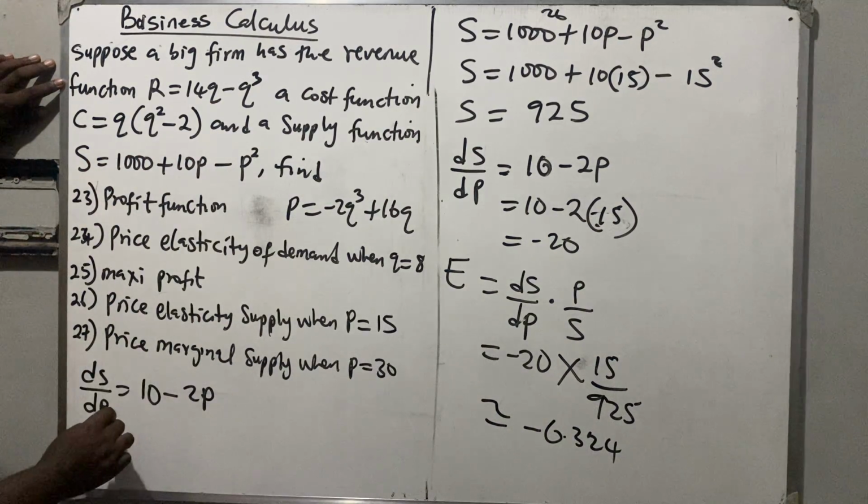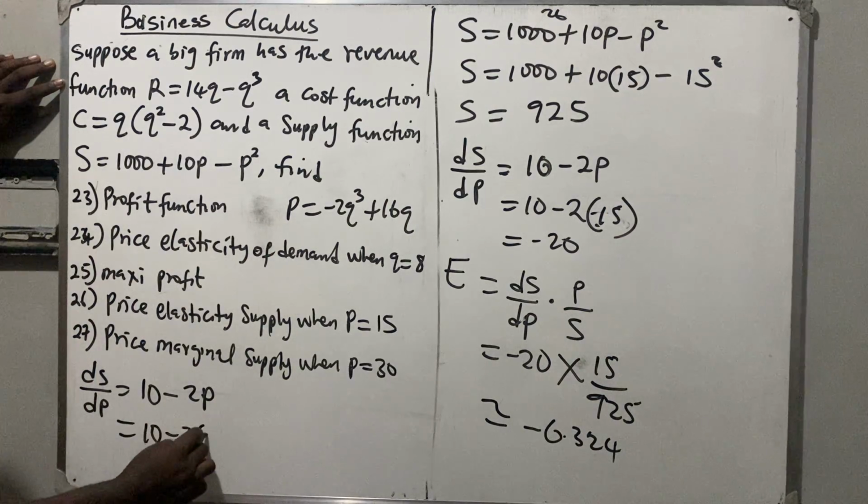And they say that P is now 30, which is what? 10 minus 2 into 30. So 2 times this is 60. 10 minus 60 will give you minus 50.